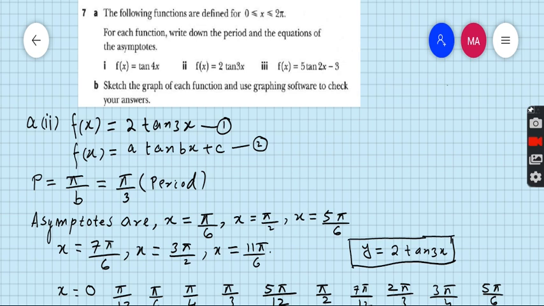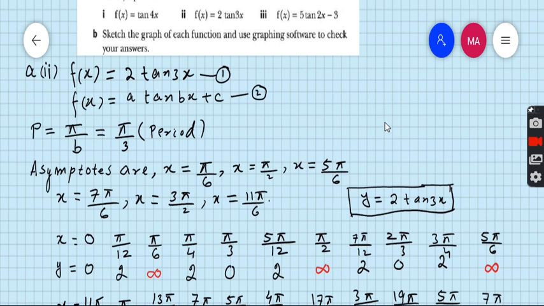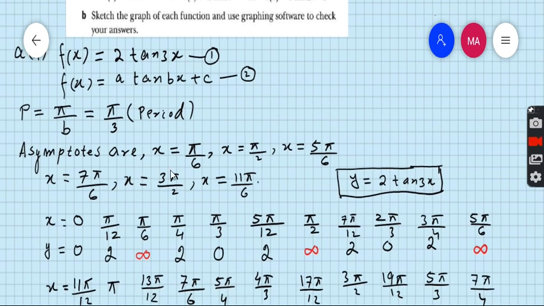See this on your screen, what I wrote over here. Asymptotes are x equals pi by 6, x equals pi by 2, x equals 5 pi by 6, x equals 7 pi by 6, x equals 3 pi by 2, x equals 11 pi by 6. Asymptotes are equations of lines parallel to the y-axis, meaning each line passes through a value of x. That's why we call them the equations of asymptotes.